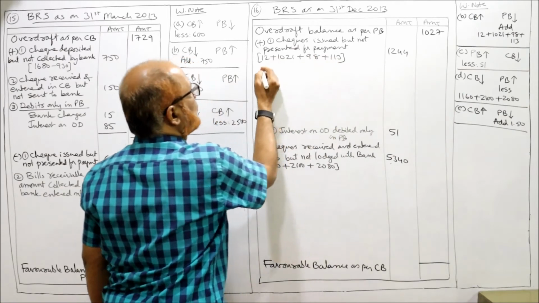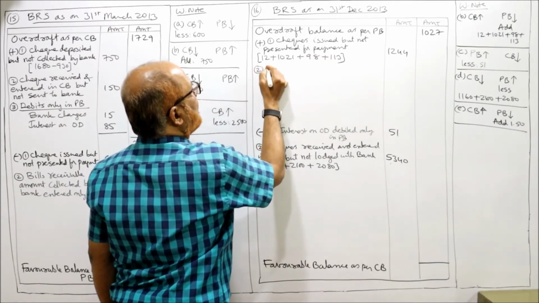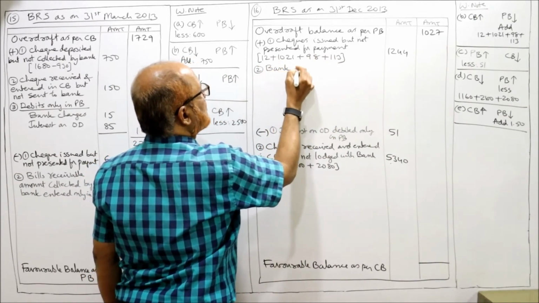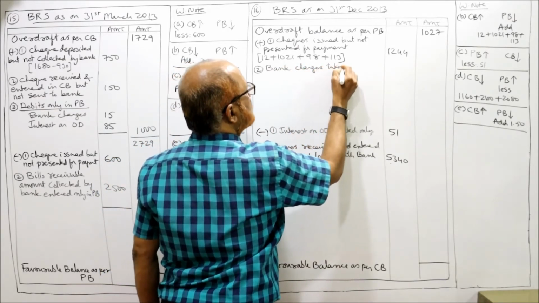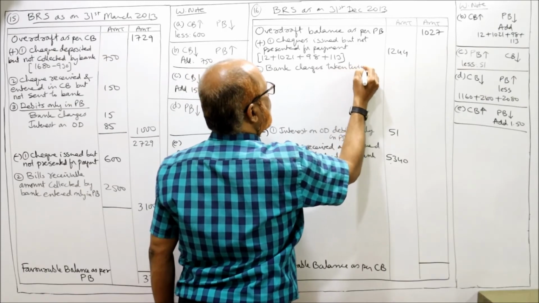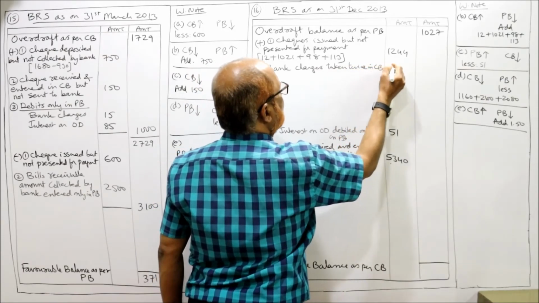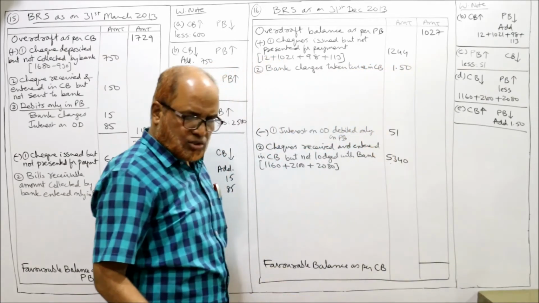Add 1.50. Second item, bank charges taken twice in cash book, 1.50. That's all.